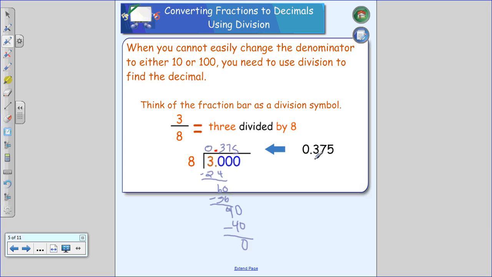Sometimes these can get kind of long. You have to just be really careful with your dividing. All right, let's try some other ones.